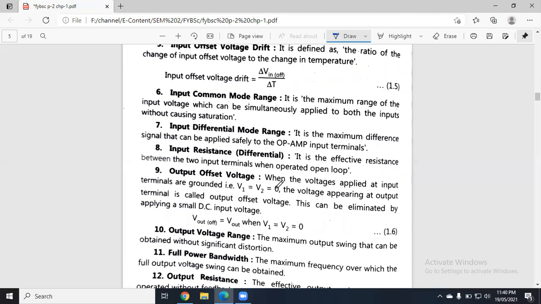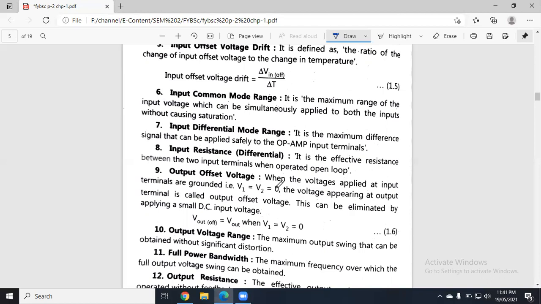Okay. So next one is your input differential mode range. It is the maximum difference signal that can be applied safely to the op-amp input terminals. The maximum difference we can apply to the input terminals is called the input differential mode range. Next one is your input resistance, that is in the differential case. It is the effective resistance between two input terminals when operated at open loop. Now, if we are using our operational amplifier in open loop, then the effective resistance between two input terminals is called the input resistance, or resistance offered by an input terminal. Simple. Okay. Next one is your output offset voltage.